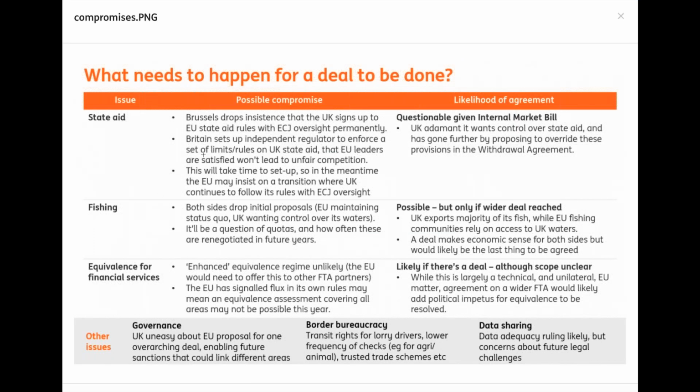Here, you can take a screenshot of these. Here are the key issues to be aware of, okay? The key issues to be aware of are issues around state aid, fishing, and equivalence for the financial services. These are some of the big issues that still need to be organised before the EU and the UK strike a trade deal. So do keep a snapshot of that. That's what we need to be looking at.